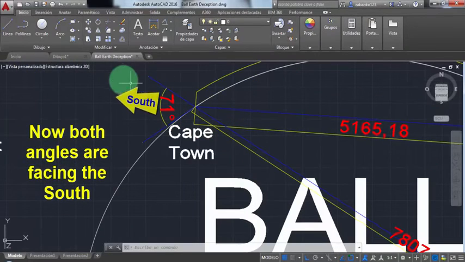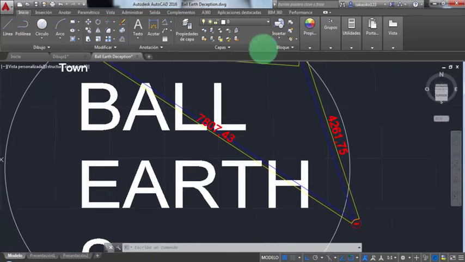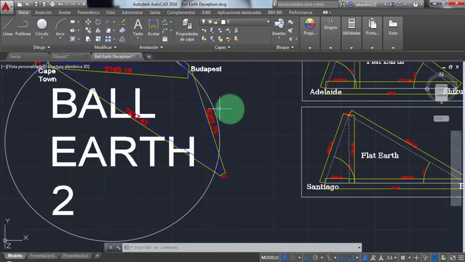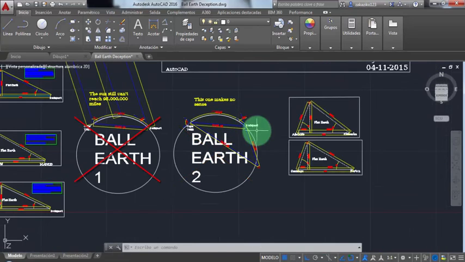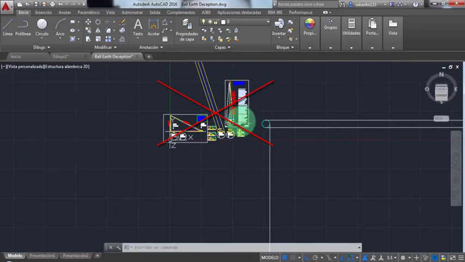Now both angles are facing the south. I kept the same angles, and here it is, about 2,000 miles. And of course it doesn't make sense at all. Now, if you really feel like debunking this video just to feel better, get AutoCAD first and do what I'm doing and send me your video. That's it.